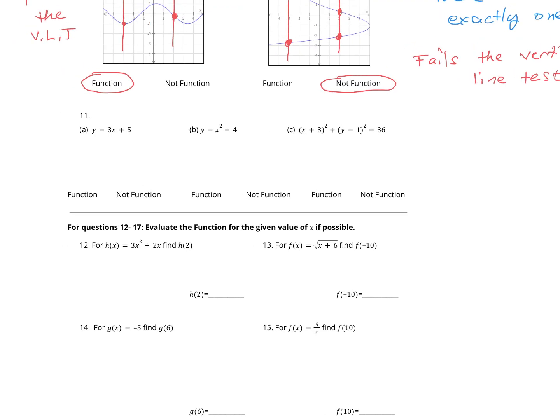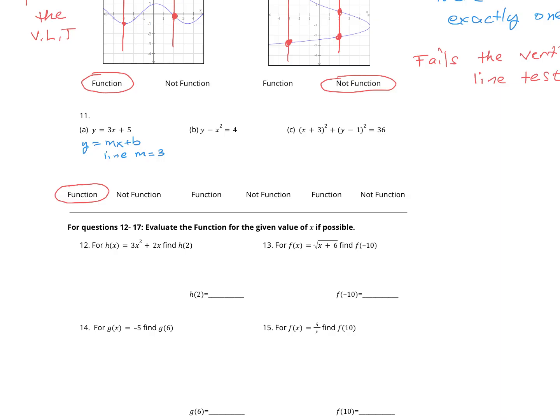You will notice that the first one is y equals mx plus b form. We know that's going to be a line, and we see that the slope is equal to 3. So because of that, a line that's graphed is going to pass the vertical line test as long as it's not an actual vertical line itself. And it's not vertical because we have a slope of 3 there.